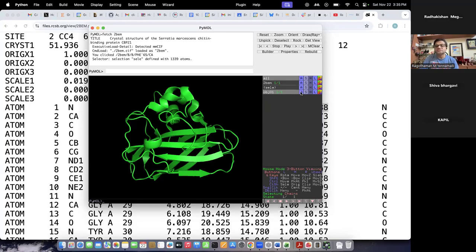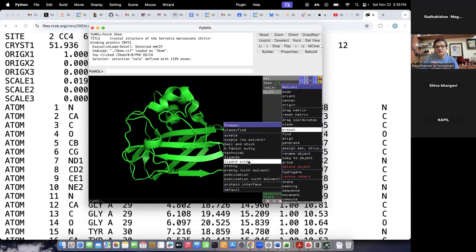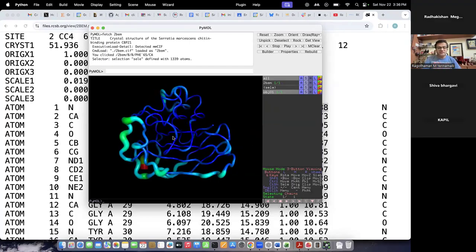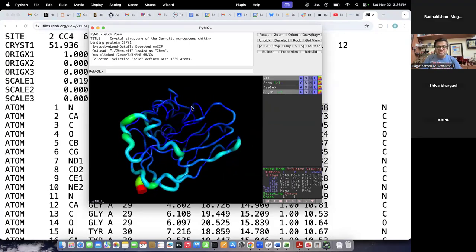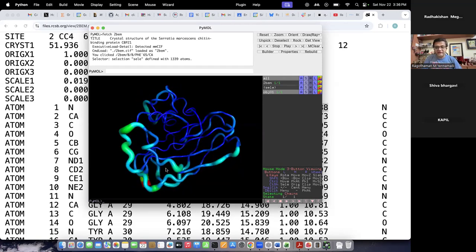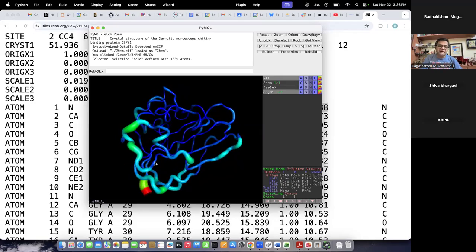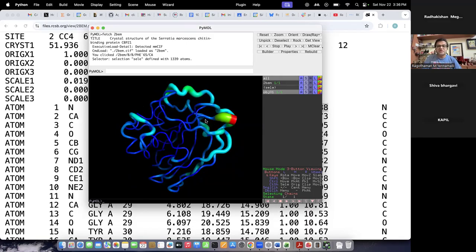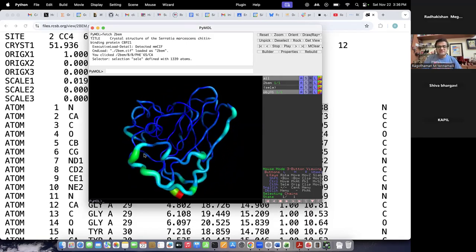So in PyMol, you can visualize those temperature factors by show no preset, B factor putty. So here immediately you see that these regions are not moving a lot. The B factor is low. Here, the B factor is very high, especially for this one or two residues showing in red. So this is the region where it is highly flexible, whereas these regions are not so flexible. So this is one way of finding out rigidity and flexibility in proteins.